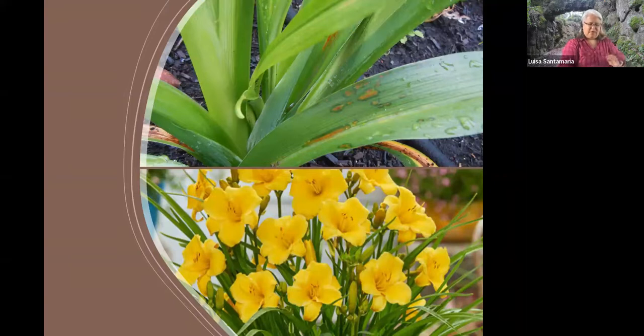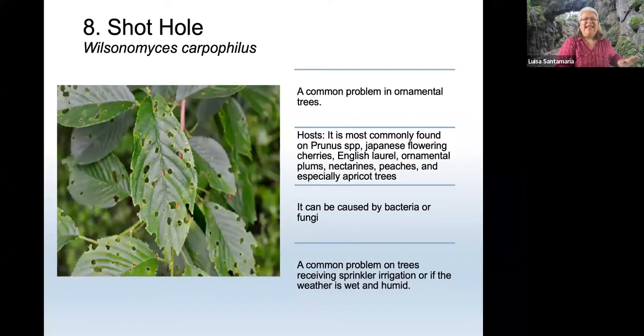Right now, we're not talking about management practices. We're talking about the diseases related with leaves.